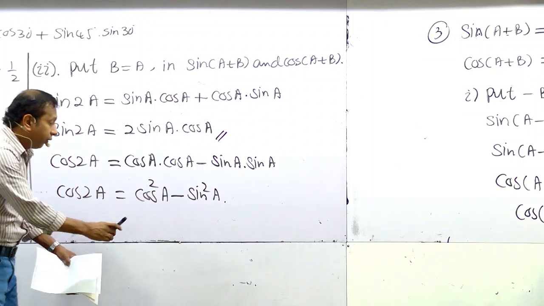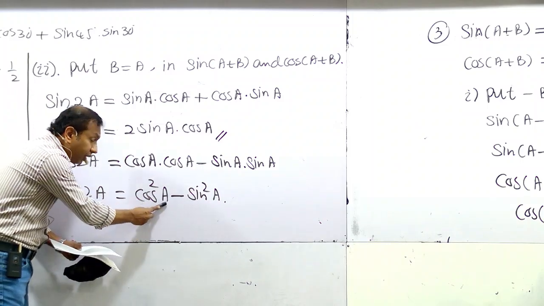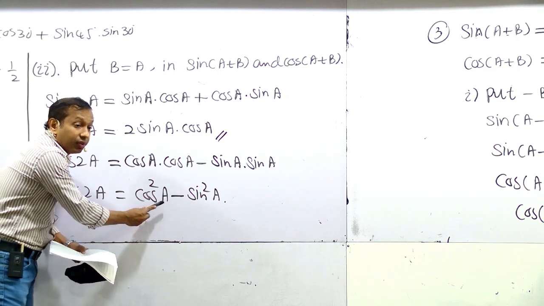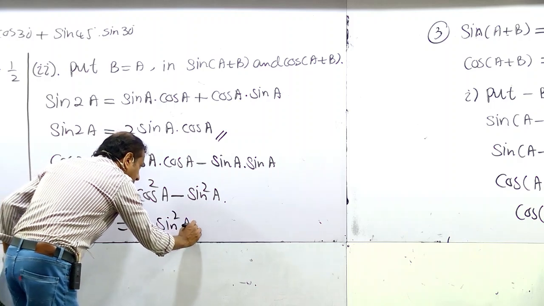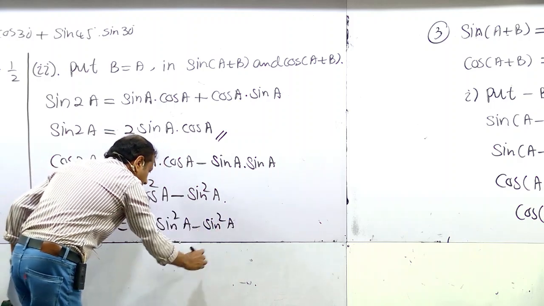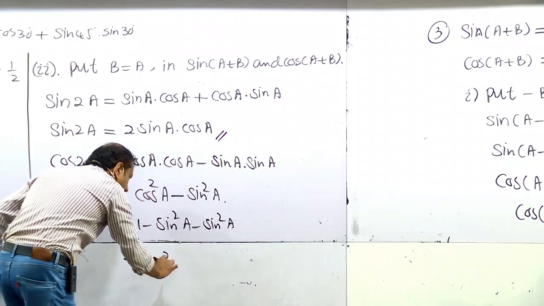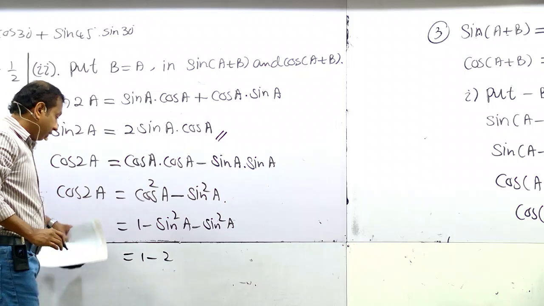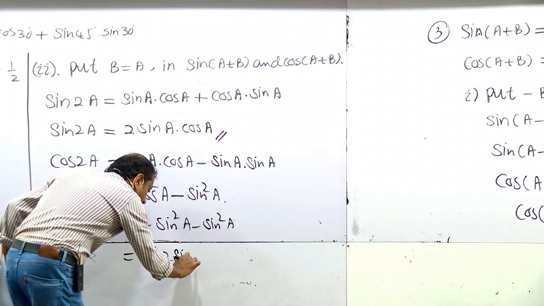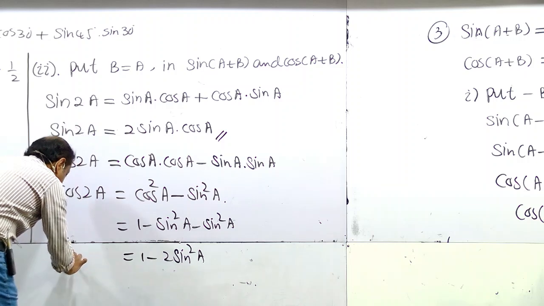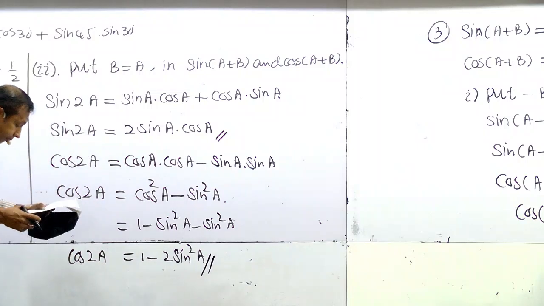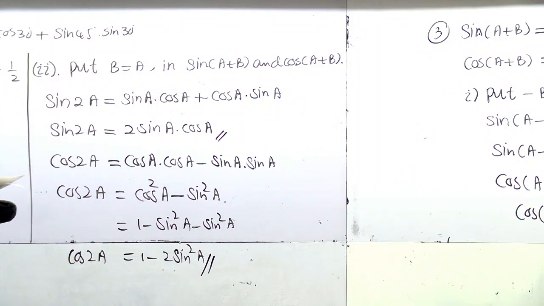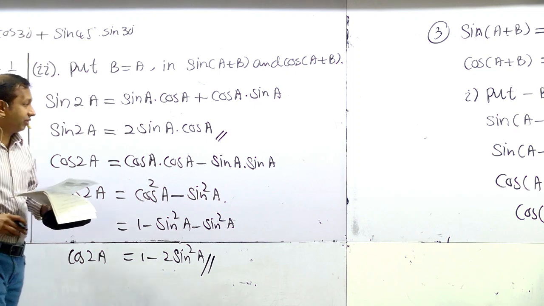Right, you know, this cos squared A you can write how? 1 minus sin squared A. Right, 1 minus sin squared A minus sin squared A. What is this? 1 minus 2 sin squared A. Yes, no? Right, 1 minus 2 sin squared A is the cos 2A. That we get that way, right? Right, deduce that tan A equals this.